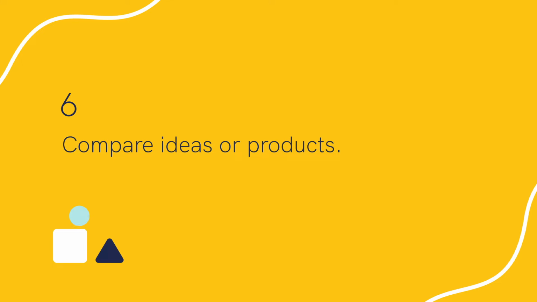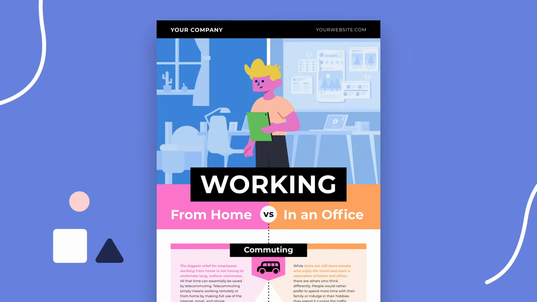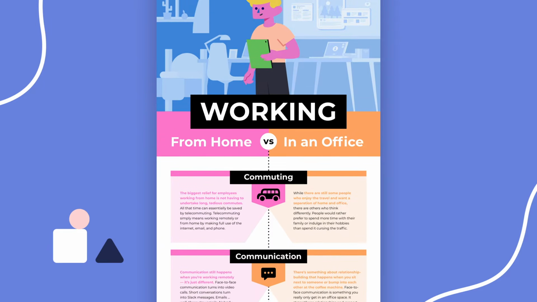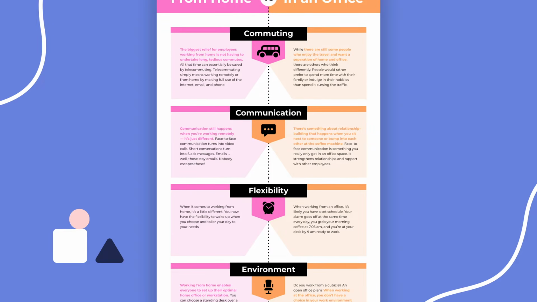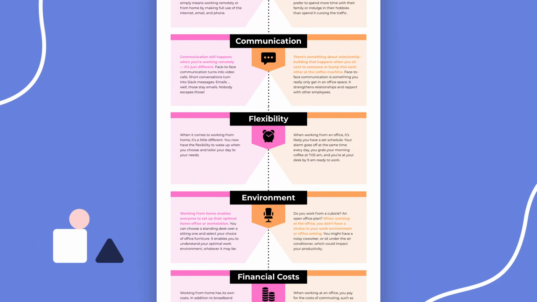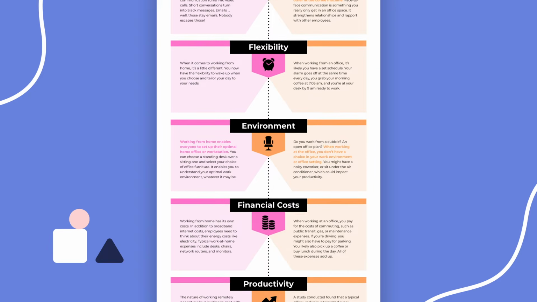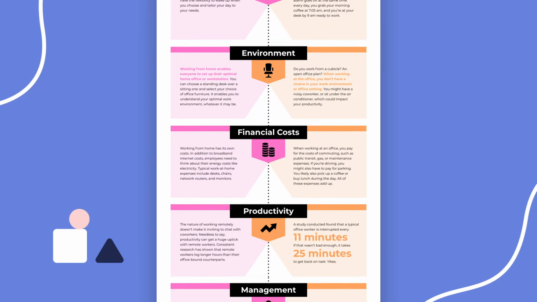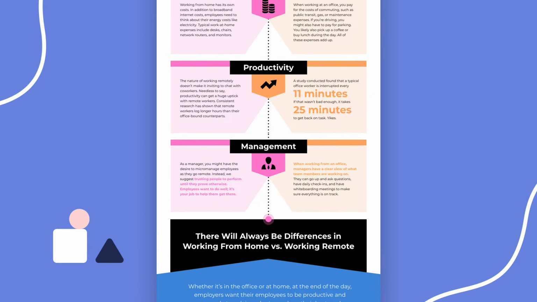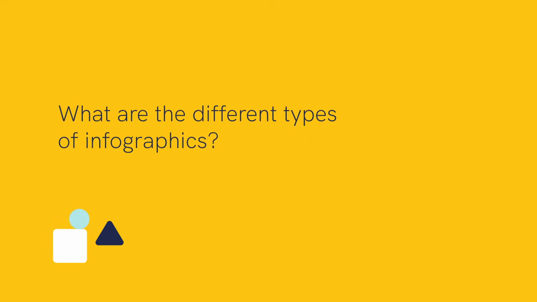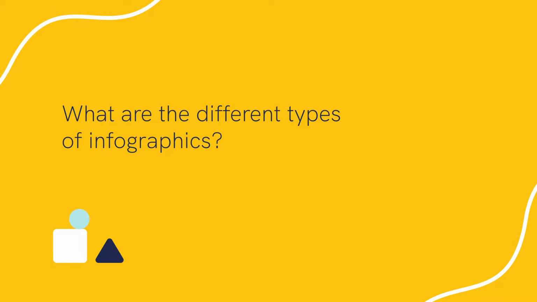Sixth is to compare ideas or products. Help your audience make better decisions by using infographics that illustrate the similarities and differences of two opposing concepts. You can compare and contrast products, people, eras, ideas, pets, and so on. The possibilities are endless. Now that you already know how to use infographics, let's break down each type of infographic. You'll also discover when is the best time to use each type of infographic.